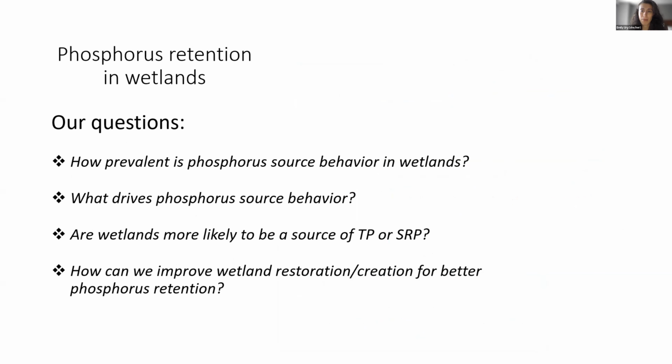So this brings us to the main questions of my research, which is how prevalent is phosphorus source behavior in wetlands and what drives that source behavior? Are wetlands more likely to be a source of TP or SRP? And how can we improve wetland restoration and creation for better phosphorus retention?